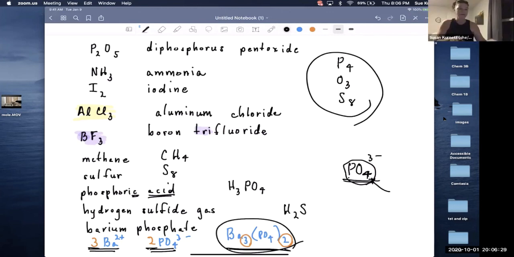I have a quick question. How do you know that you get 3 hydrogens on the phosphoric acid? I needed to neutralize the -3 charge. Oh, okay. That makes perfect sense. Okay, good.